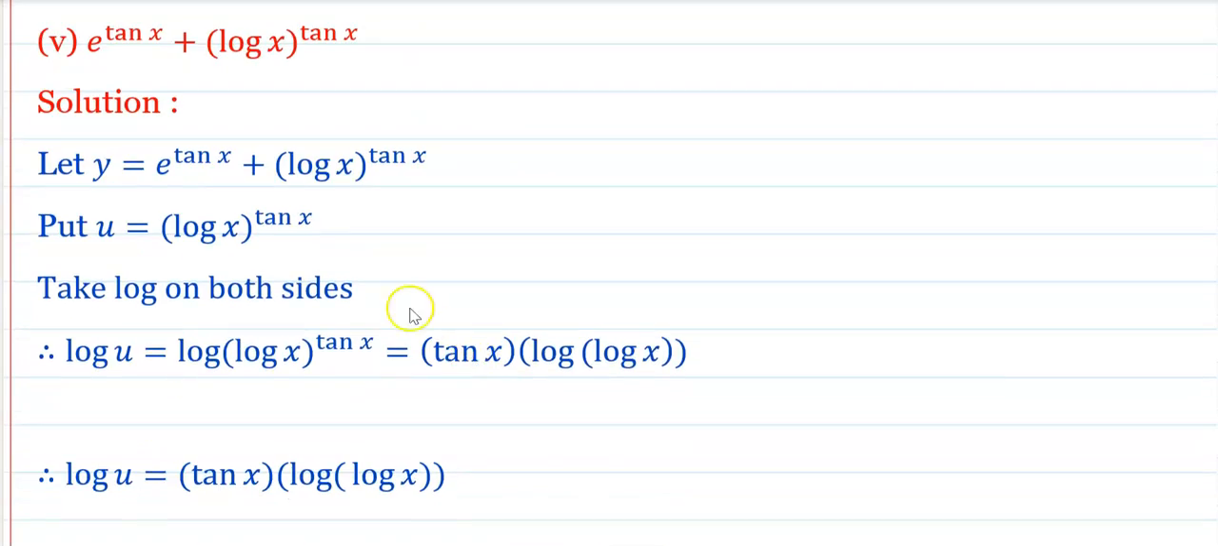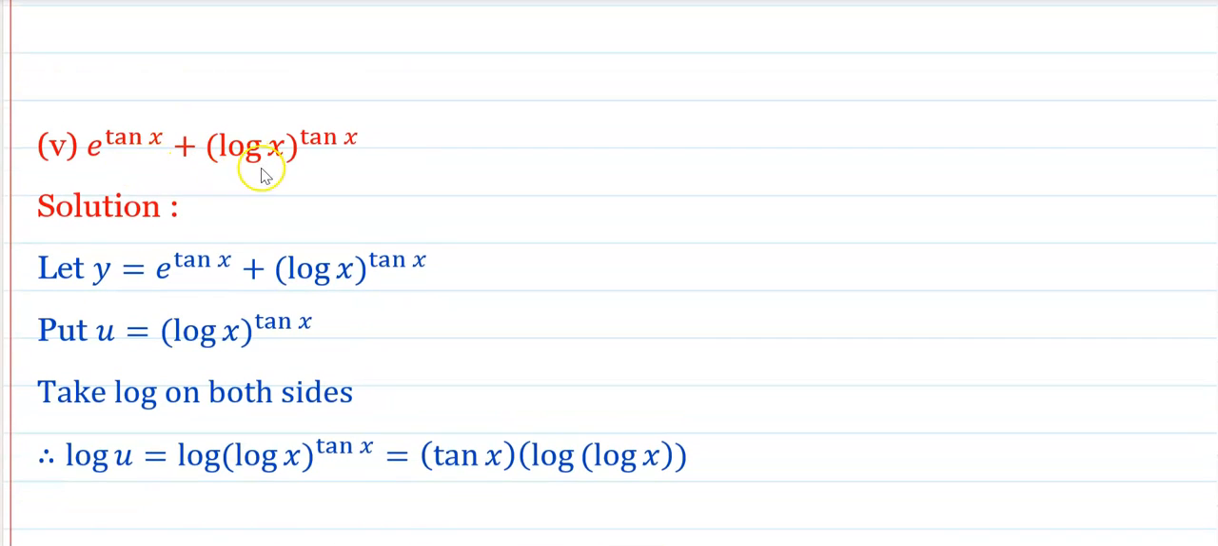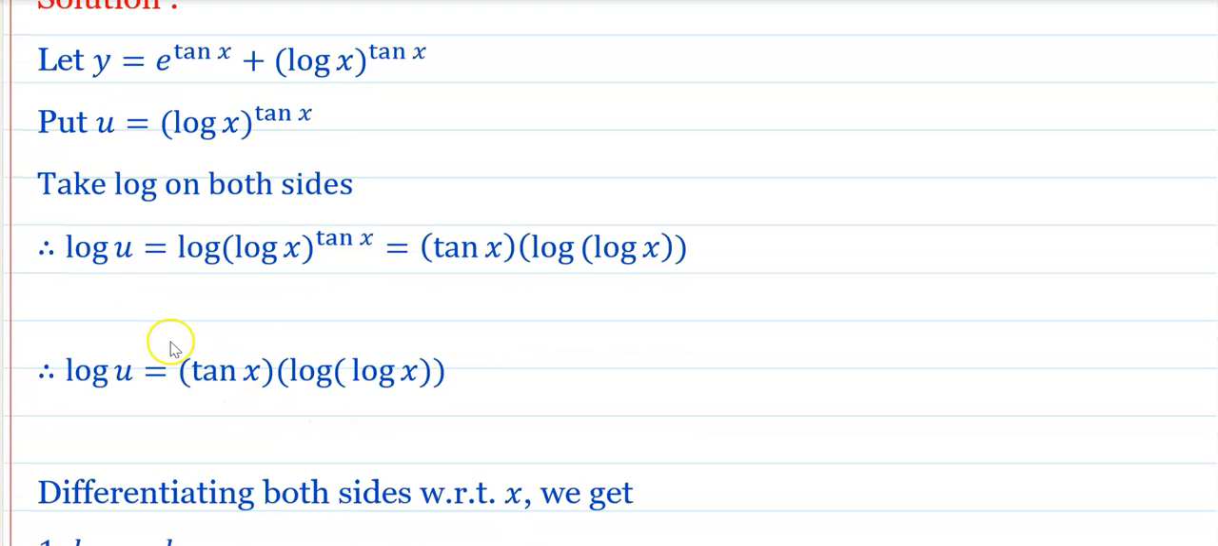Now the next example, e raised to tan x plus log of x bracket raised to tan x. Again, let y is equal to e raised to tan x plus log of x bracket raised to tan x. Let u is equal to log of x bracket raised to tan x first. Take log on both sides. Therefore, log of u is equal to log of x bracket raised to tan x, that is nothing but tan of x into log x.